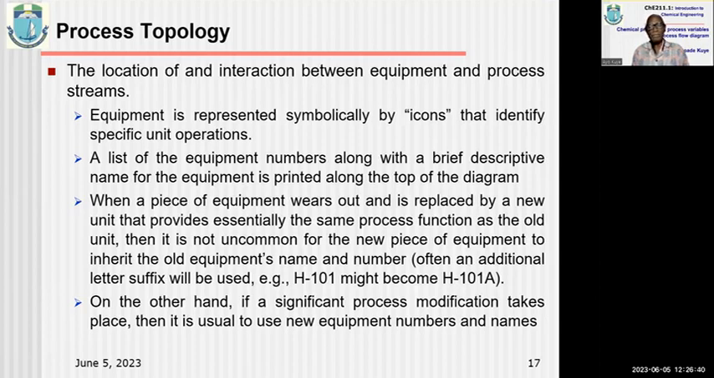For example, if it's a heat exchanger H101 and it's replaced, then you can still keep the name as H101, or they can just change it to 101A. If, on the other hand, there is a significant process modification, then the new equipment will be given a new name and a new number.